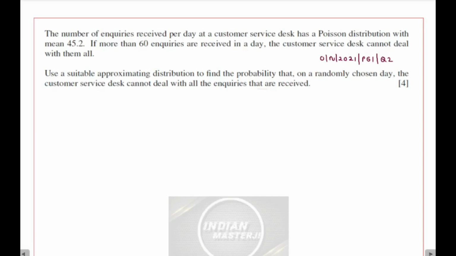In the last video, we saw how normal distribution can be used as an approximation to Poisson distribution. Today, we are going to take an example on the same. If you haven't seen the last video, I recommend please watch that video first and then come to this video. I will put the link of the video in the I button as well as in the description box.